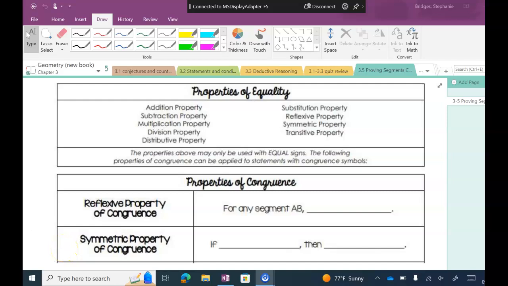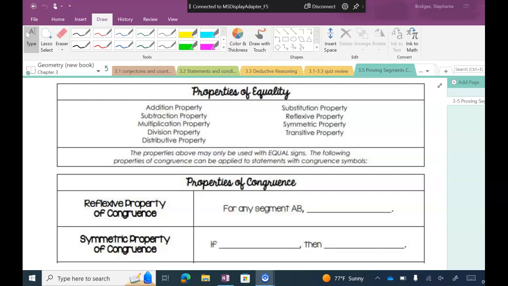All right, so again, the properties that we talked about on Friday: addition property, subtraction, multiplication, division, distributive, substitution, reflexive, symmetric, and transitive. These properties can be used with equal signs only. We talked about the properties of congruence the other day. We're going to talk about them one more time. These can be used with congruent symbols.